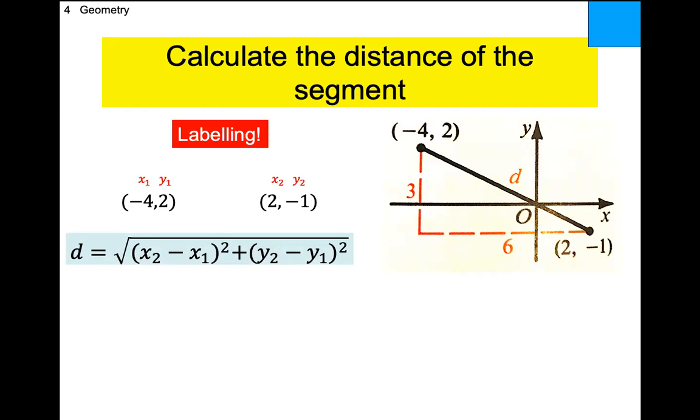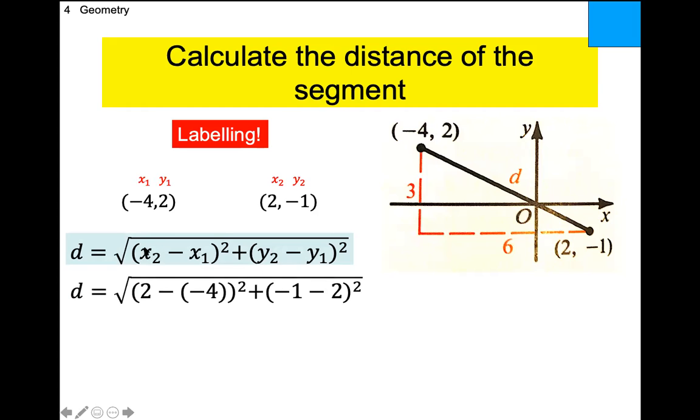Now it's just plug and chug. For those of you that, I don't know, maybe you had a horrible algebra teacher last year and you didn't learn this, then you're going to need to make sure you understand where I'm plugging in those values. Notice the formula says x sub 2.